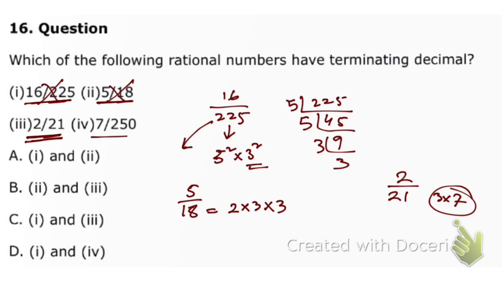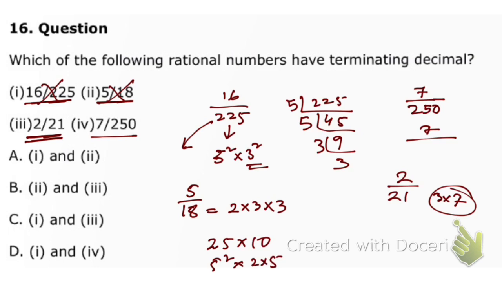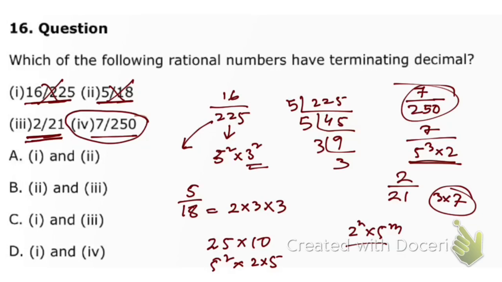And here 7 by 250, right? So 250 is 25 into 10. 25 is 5 square, 10 is 2 into 5. So here we're gonna get 2 into 5 to the power 3. So this is in the form 2 to the power n into 5 to the power m. So that's why it is terminating. So here only 4 is terminating. There is no correct option given, so there must be a printing mistake. So only 4 is correct. Okay, this is the only terminating one. Right. Next one.